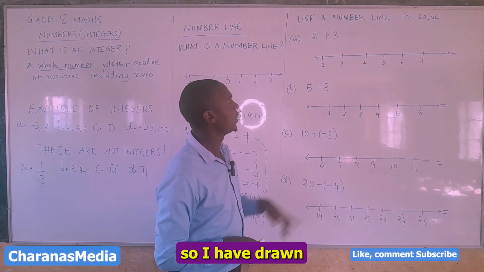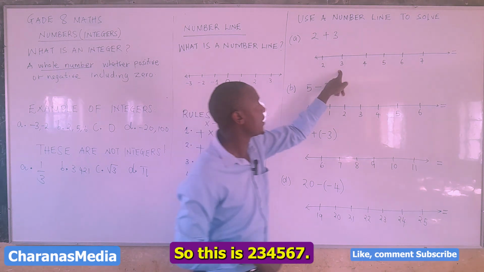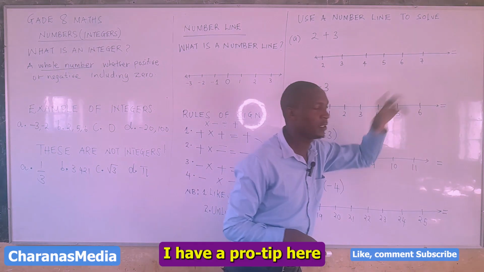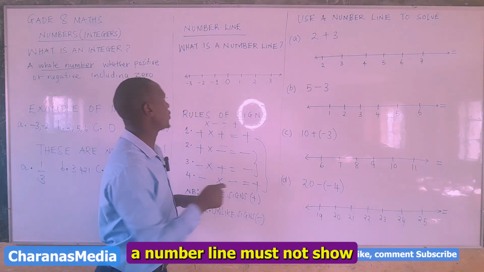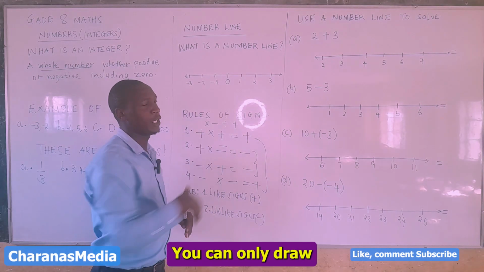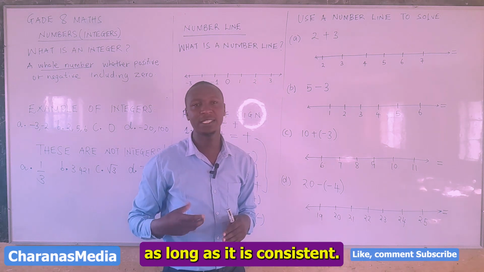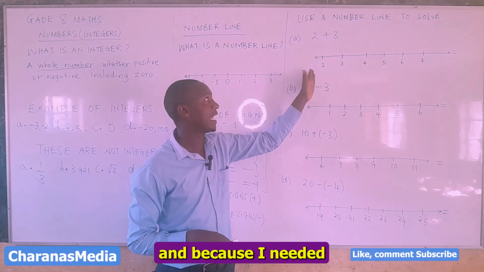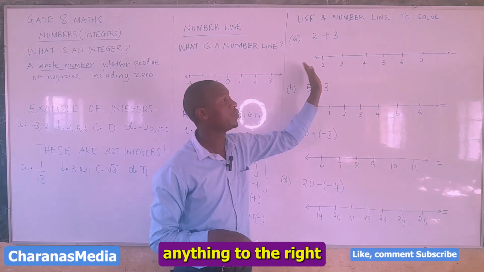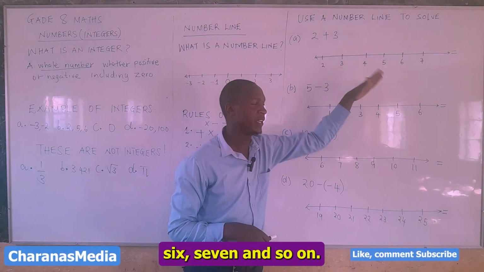And therefore, I have drawn a simple number line here. So this is 2, 3, 4, 5, 6, 7. I have a pro tip here, is that a number line must not show 0 or negative numbers. You can only draw a number line in a section where you need it, as long as it is consistent. For example, I began from 2, and because I needed anything to the right, the intervals from 2 are 3, 4, 5, 6, 7, and so on.